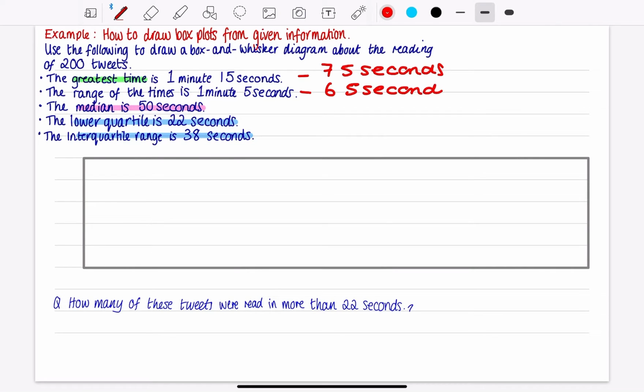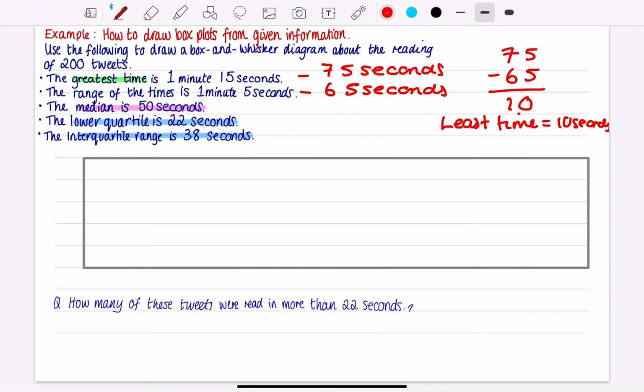We then need to find a scale that goes from our highest value, our greatest time, to our least time. We've only been given our greatest time, but we're told the range is 1 minute and 5 seconds. So, to find our least time, we take the range from our highest value. So I need to do 75 take away 65, which is going to give me 10. So our least time is 10 seconds.